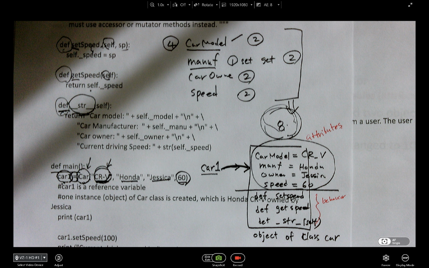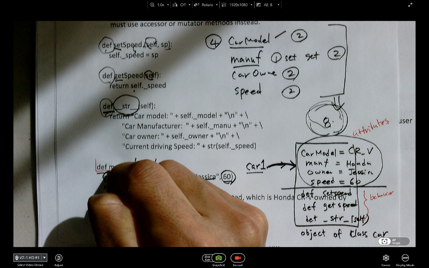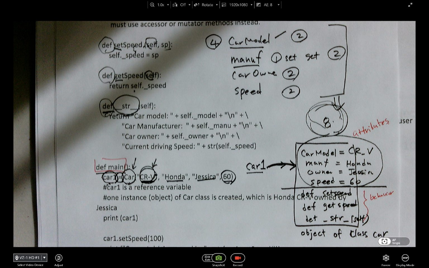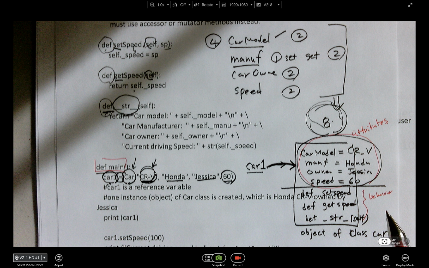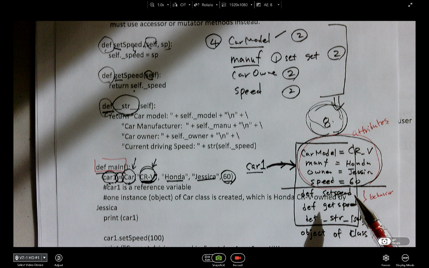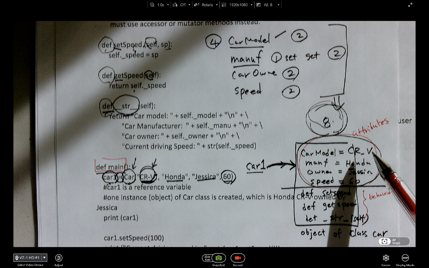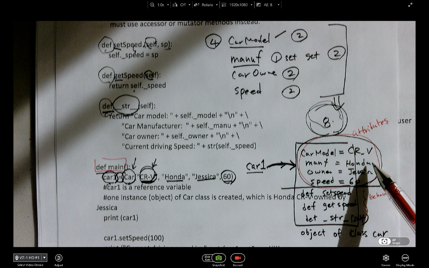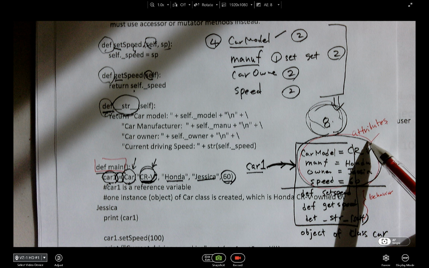If you look at the main, in the main, you want to print all these values, not just particularly the speed. You want to print it: this car model is a CRV, the manufacturer is Honda, the owner is Jessica, and the speed is 60. Right? You want to print these values.